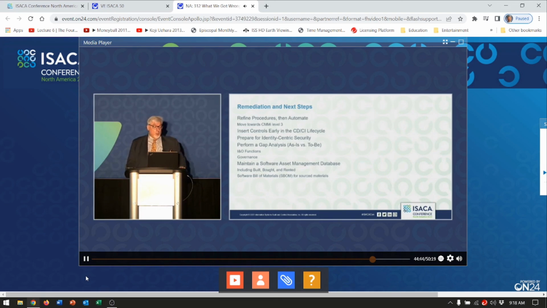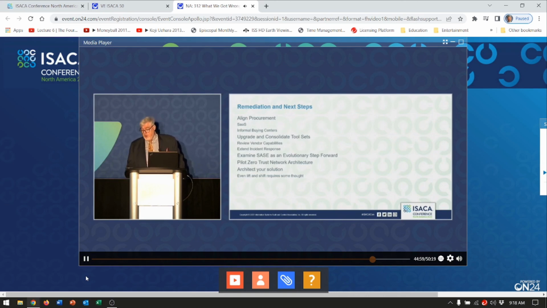Take a look at what you do with a software bill of materials. Somebody gives you all of that documentation. This was mentioned yesterday morning at that chat. If you get that, how will you use it? How do you integrate that with your existing software asset management database? Make sure your procurement is aligned, including SaaS, including informal buyers. Again, you don't want to be Dr. No.